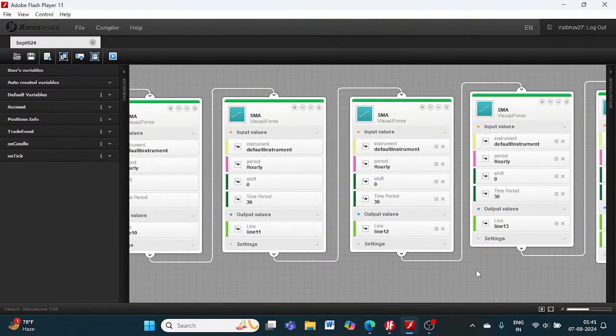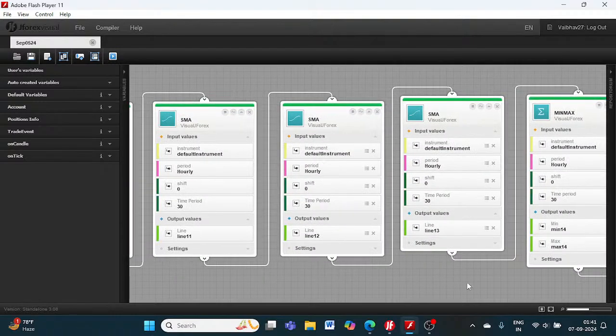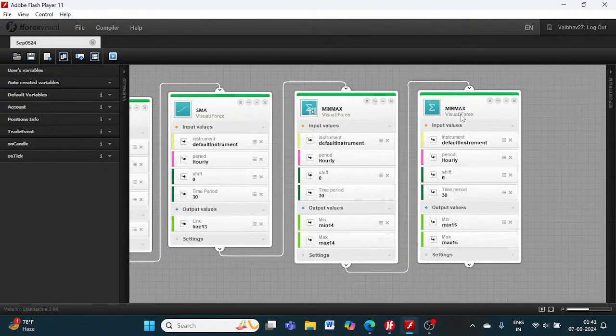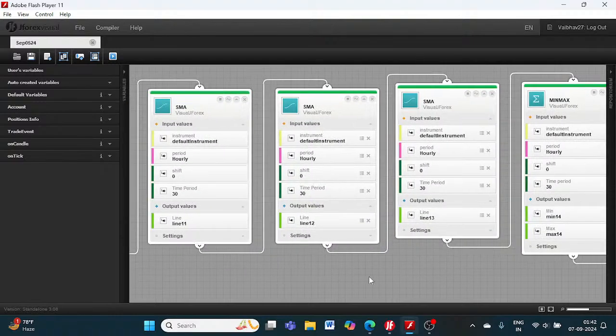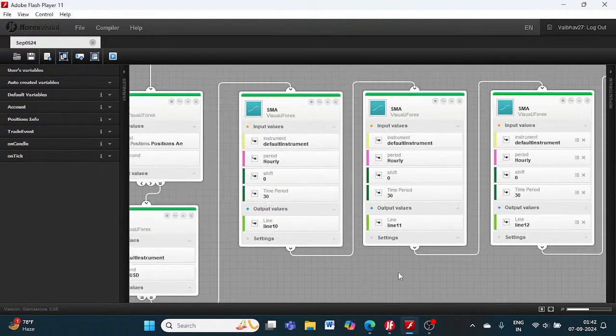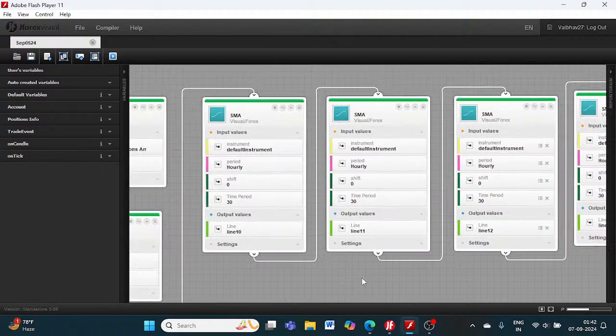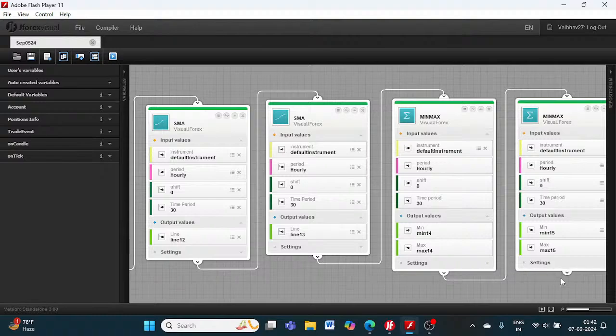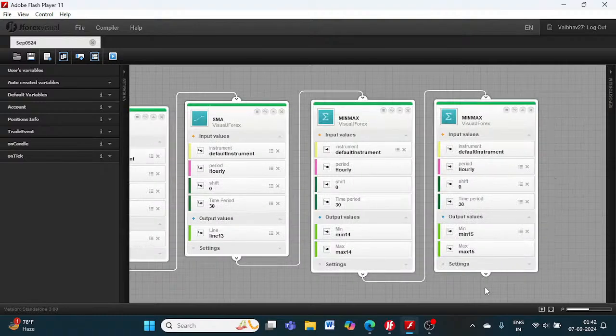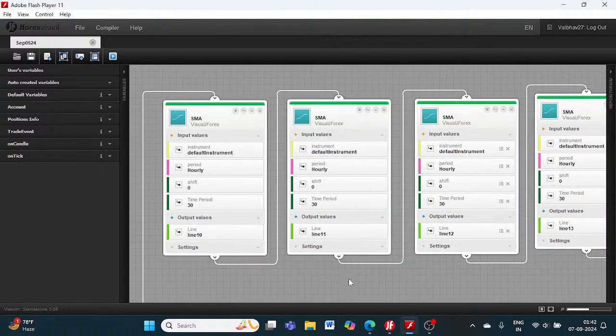Here we have these four SMA blocks for the comparative purpose, and along with that we have the min max, which are also needed to see how the range is evolving, because we want to go with the trend. So we want to see which direction the SMAs are moving in. We want to see whether the maximum is on the rise or in decline. All these things can be considered and compared using these indicator blocks on the Visual JForex platform.